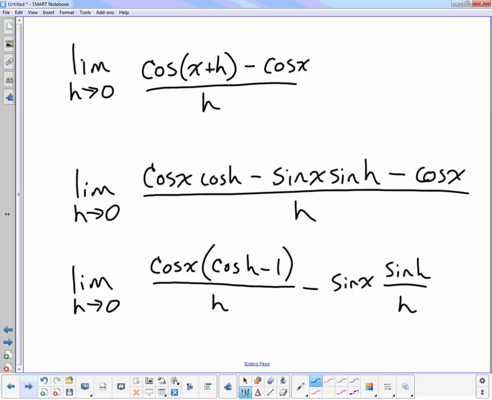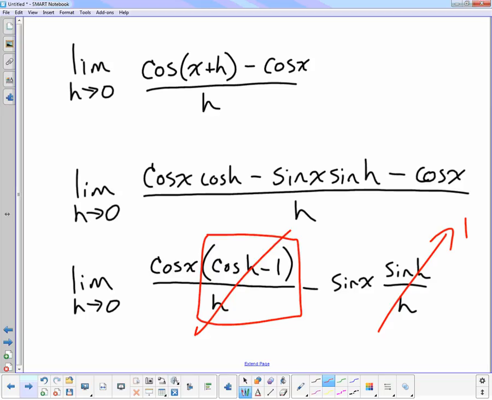So I did a lot in that step. I grouped the first and third terms, factored out a cosine x, which left me with cosine of h minus 1 all over h. And I also split my fraction because now I've got to get my sine x, which is sine h over h. Now sine h over h is 1. This becomes 1. And when I take this limit, that goes to 0, which leaves me with negative sine x.